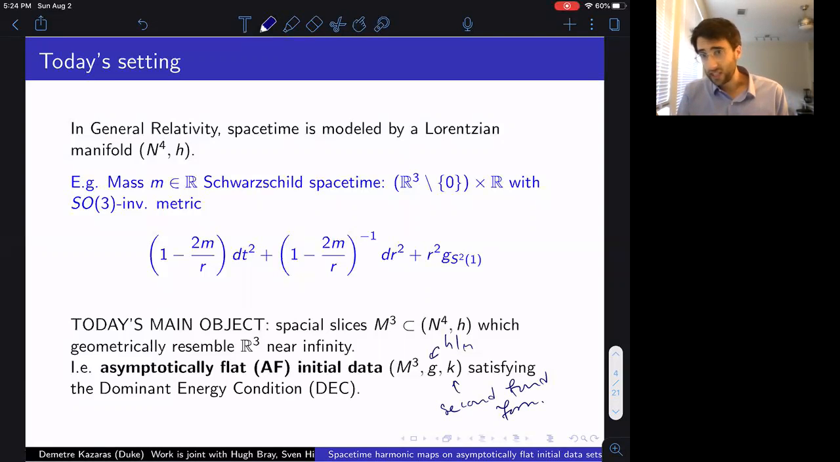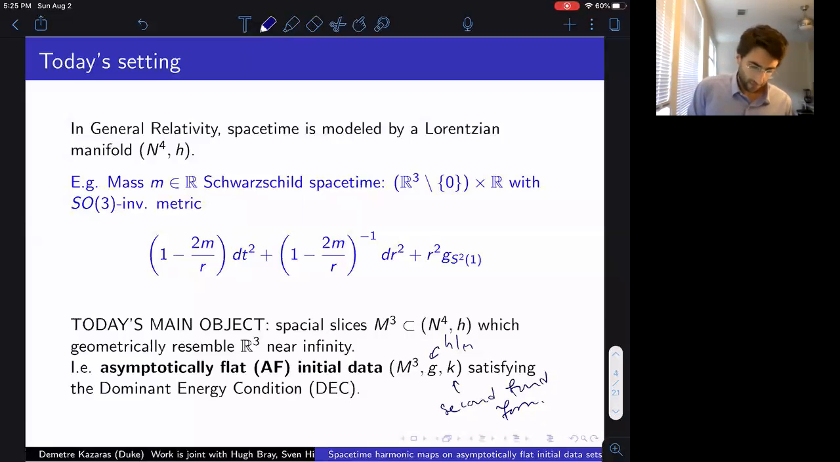And generally, you don't study just any Lorentzian manifold. It should be physically reasonable. So there's another condition that you require of your Lorentzian manifold, and that descends to a condition on your spatial slice. It's called the dominant energy condition. I'll tell you about that in certain cases as we go through here. Okay, so this is the object that we're going to be interested in. These Riemannian slices within a Lorentzian four-manifold.